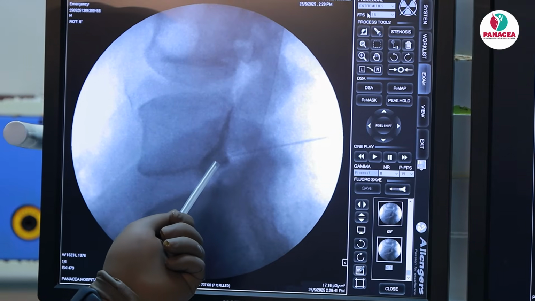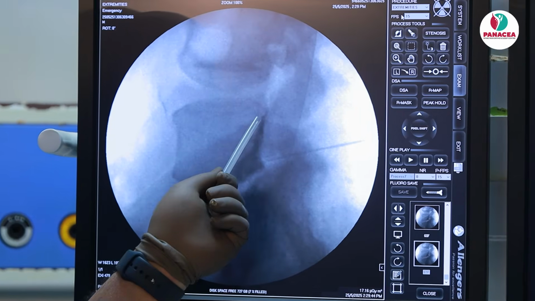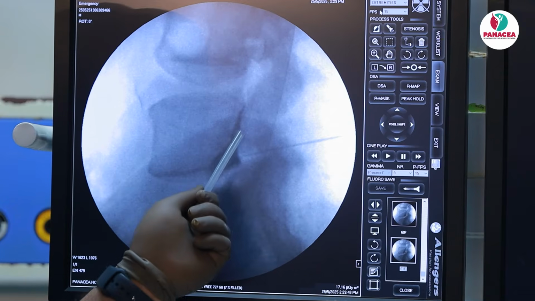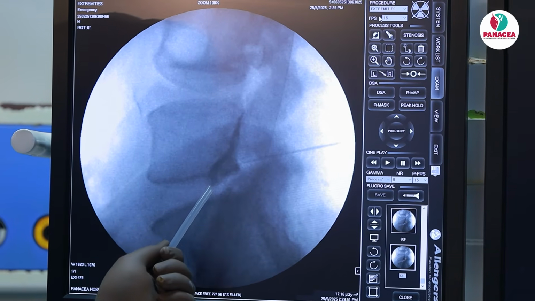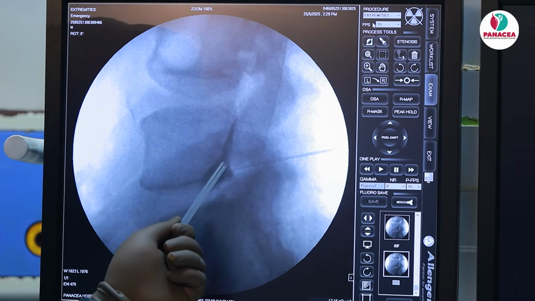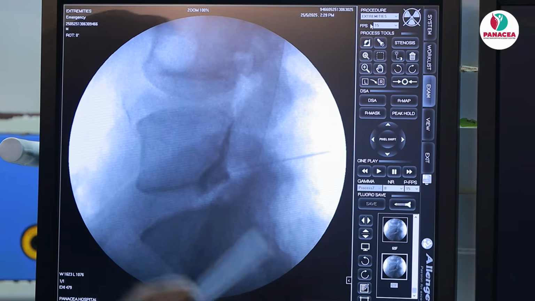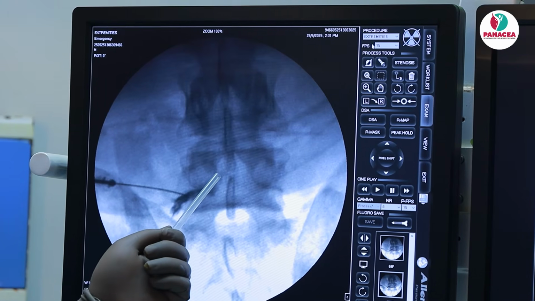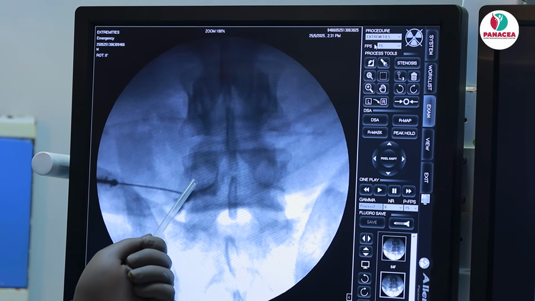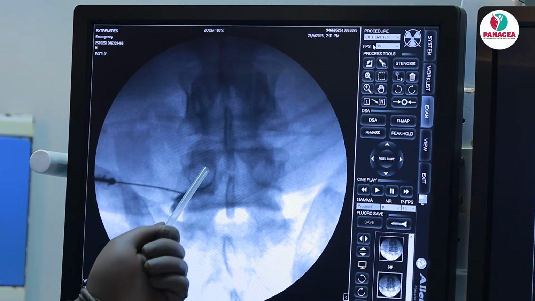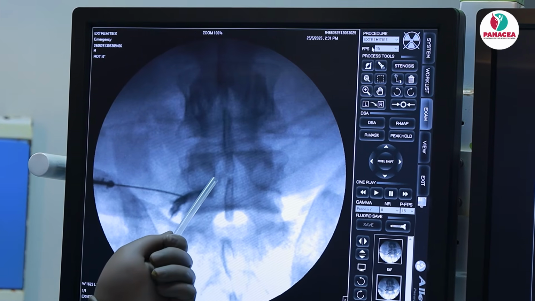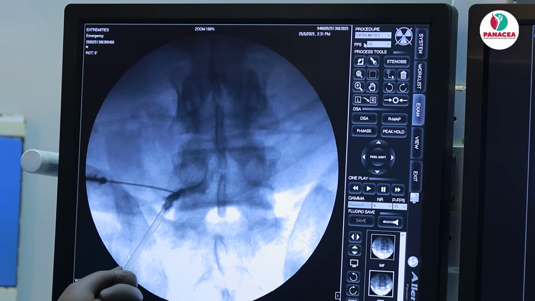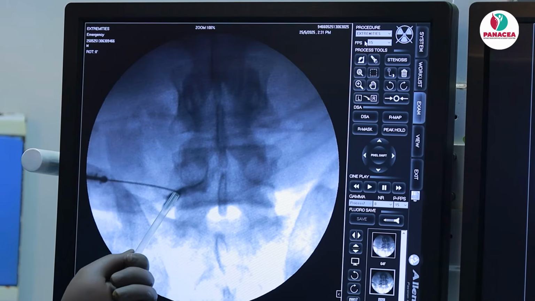Now you see she has hardly injected 0.2 ml. You could see the spread of dye in the anterior epidural space, and the exiting nerve root is also stained in lateral. Now we will take AP view. Now you see the dye contrast image. This is L5 vertebral body. This is L5 pedicle. Under the L5 pedicle you get an L5 exiting nerve root. Look at here, it is nicely stained.